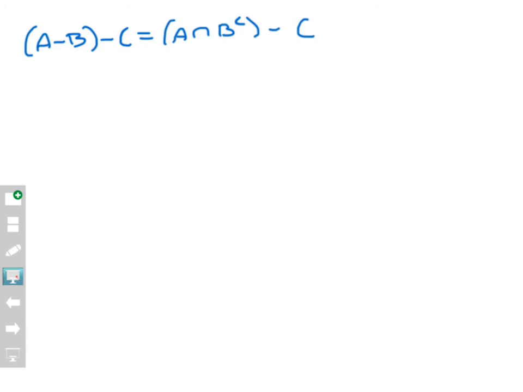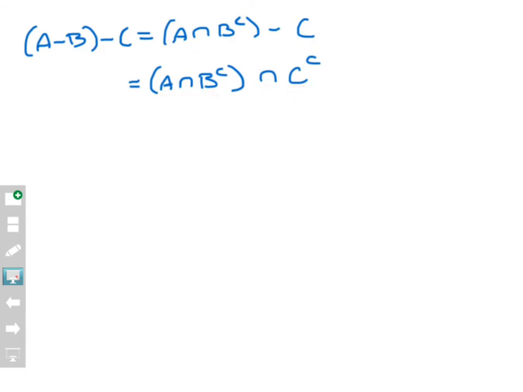Now, on the next step, I'm going to use that property again, because what I have here is one large set, just group it off and call it X if you want to, minus C. So I could rewrite that using the very same property as A intersect B complement intersect C complement. Okay, because here's the first thing in the subtraction, and here's the second thing, and that's what the property says. It doesn't really matter that the first term in the subtraction is more complicated. It just says whenever I have anything minus C, it's going to be anything intersect C complement.